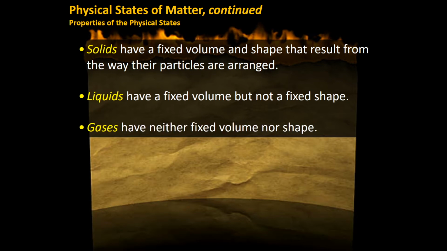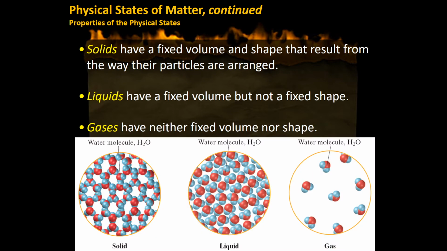Gases have neither fixed volume nor shape. For example, if you put hairspray, you can force it down into a hairspray bottle shape and it has a fixed volume. When you spray it, it will fill the shape of the room and expand. The volume changes to fit whatever container it's in, and it spreads out.